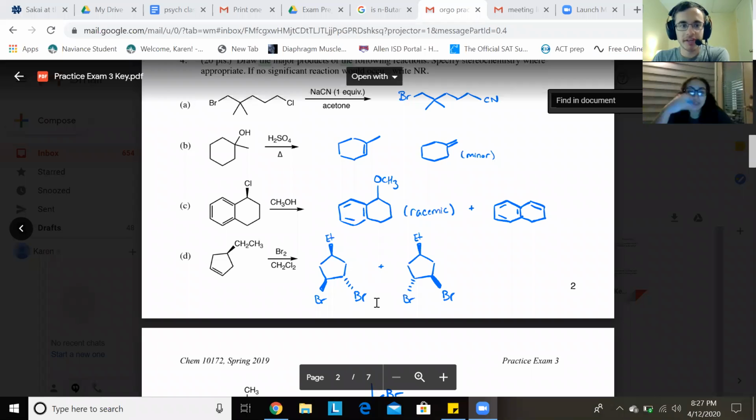Are you pointing to D? Yes. Okay, so you're saying why can't the Brs be syn? Yeah, and is it because, I'm thinking now, the second bromine always has to come from the other side? Yep. In comparison. Okay.